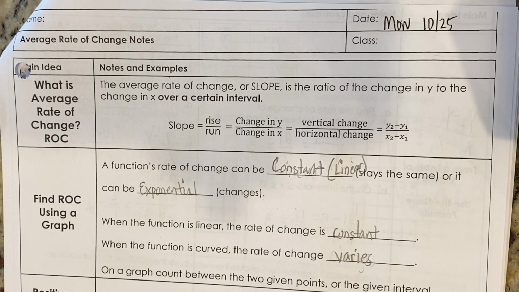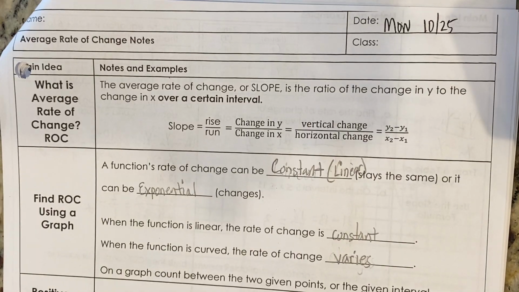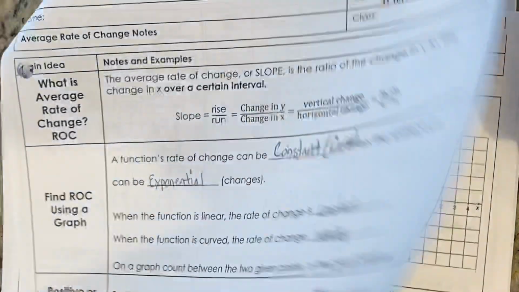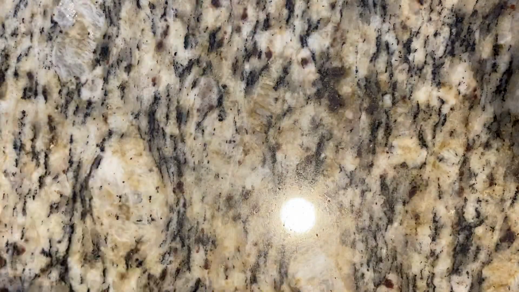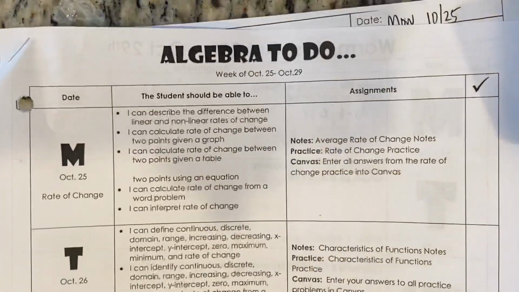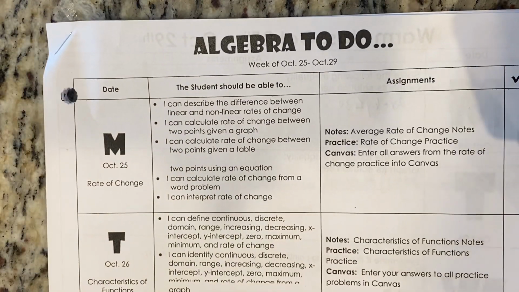All right, Algebra 1, this is a video for Monday. We are on day 6 of section 4, and today's notes is on the average rate of change, all right? It comes from our new packet, which this is our new packet.